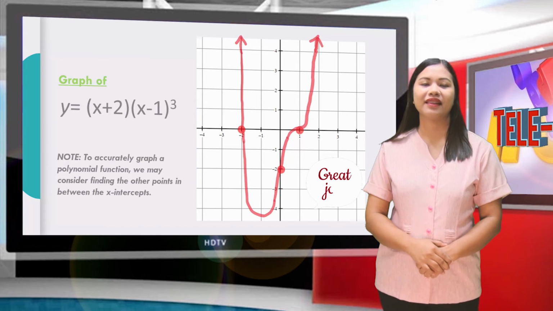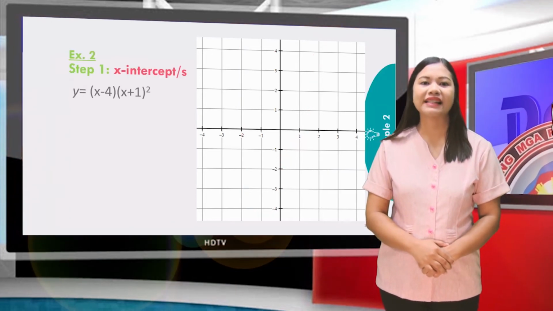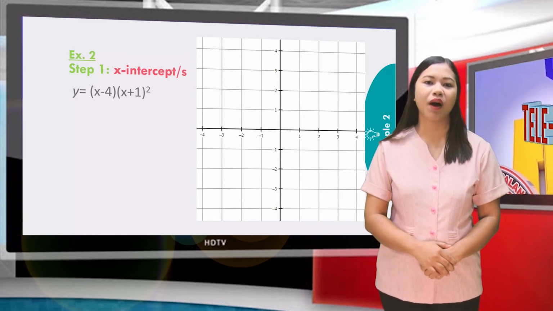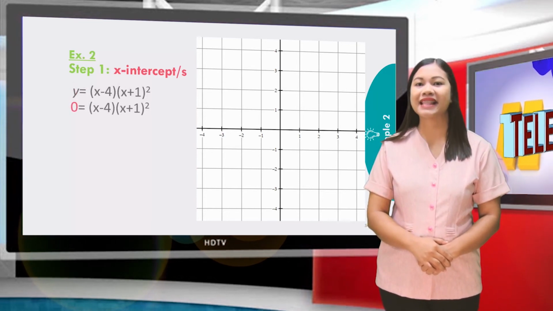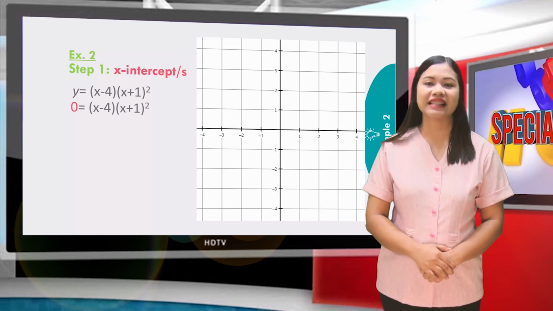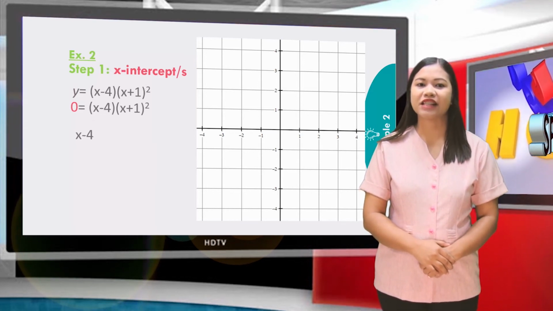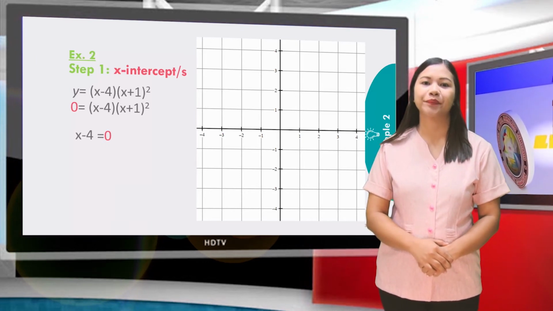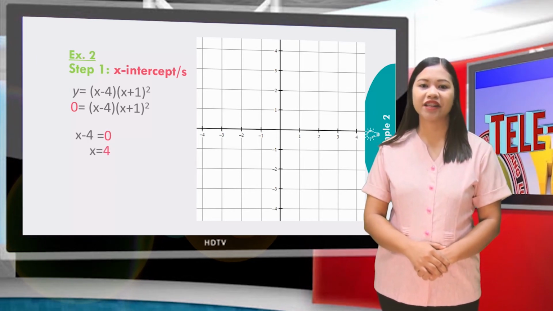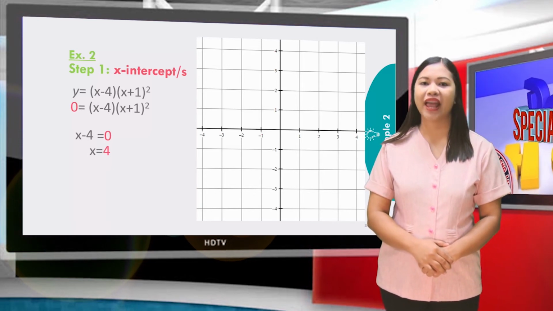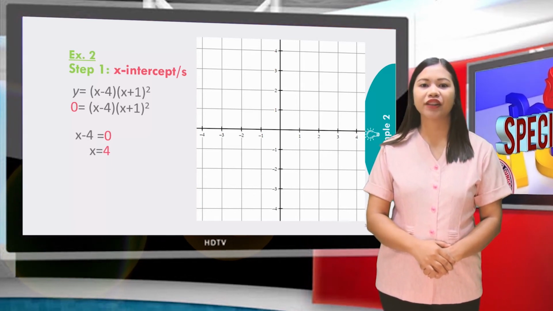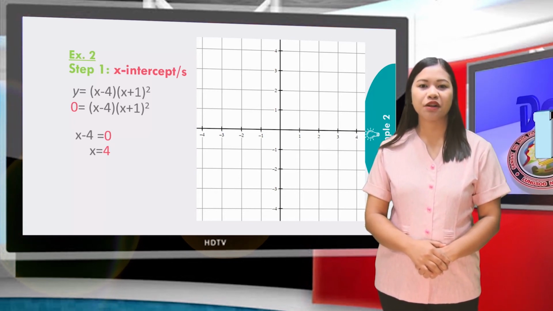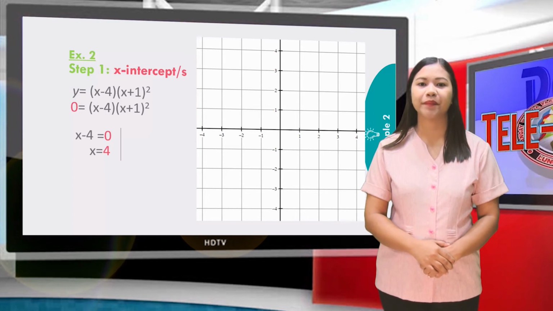Let's proceed with the second example. Y is equal to quantity x minus 4 multiplied by quantity x plus 1 squared. Step 1 is to find the x-intercepts. Since it is already in factored form, we can now let y be equal to 0. Then, apply zero product property to solve for x. Get the first factor and equate it to 0. Solving for the value of x, we have x equals 4.